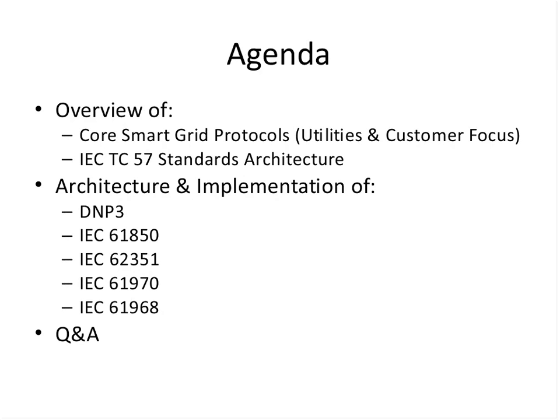DNP3 and 61850 are used extensively in transmission and distribution protocols. The 61850 started out focused on substation automation, but has moved on to talk about specific types of generation and distributed energy resources and distribution automation also. DNP3 has been used for many years as a T&D protocol, and it's somewhere around 75% of North American utilities use it to this day.